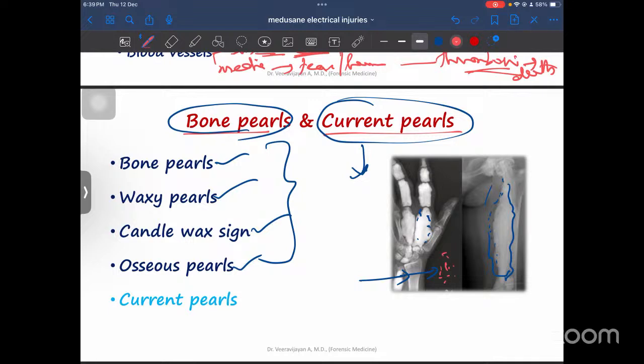These are metallic ions from the conductor which are deposited deep in the tissue along with the movement of electrons. That is known as current pulse. Current is current. So, metallic ions deposited deep in the tissue, that is current pulse. Bone pulse means dissolution or liquefaction of calcium phosphate. That is bone pulse. Clear?